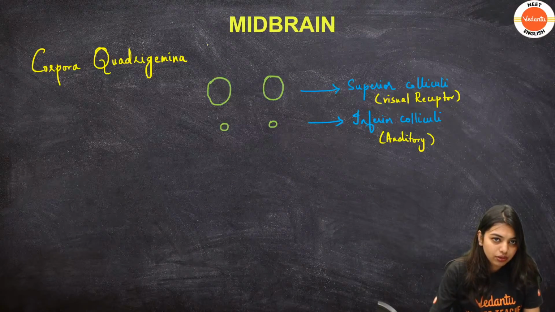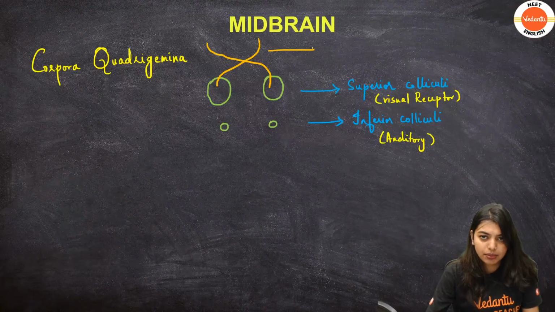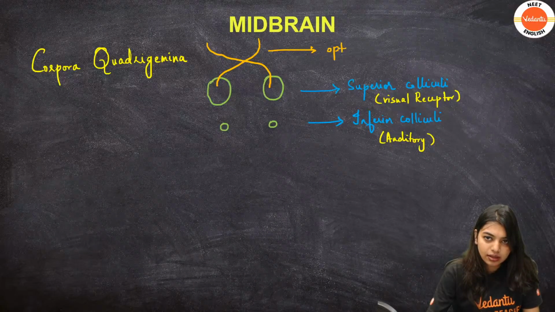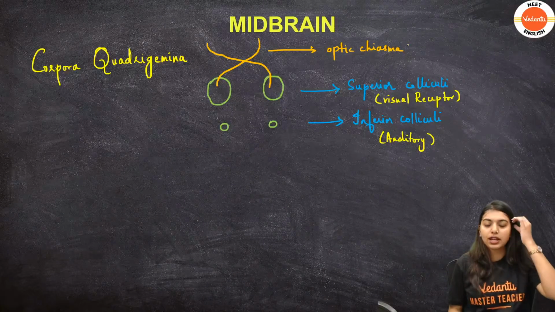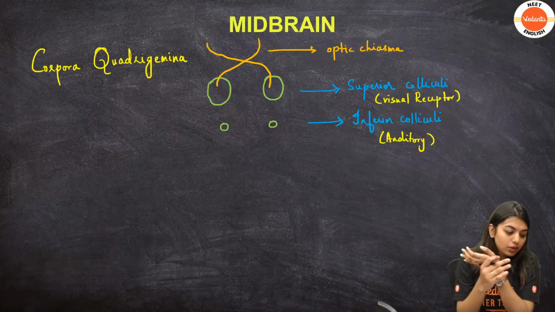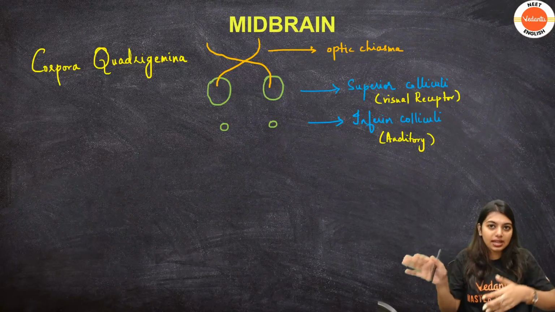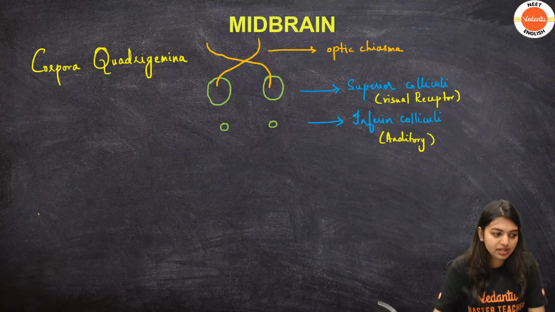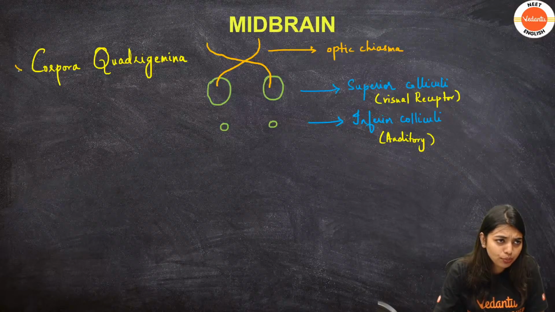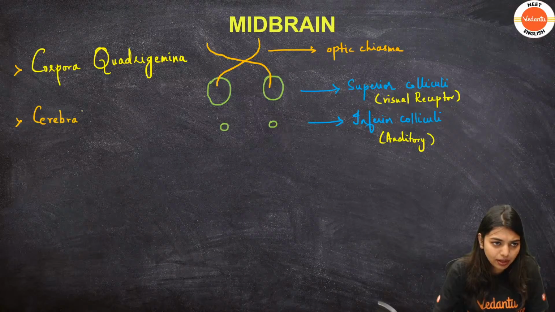Now, students, look here. One nerve is going to come in a crisscross pattern, and these are your optic chiasma. The optic chiasma will come crisscross to the corpora quadrigemina, and they are going to help in visualization. Everything to do with optic is eyes, right? Is this clear? And students, the corpora quadrigemina are with the cerebrum. The next one is the cerebral peduncle.